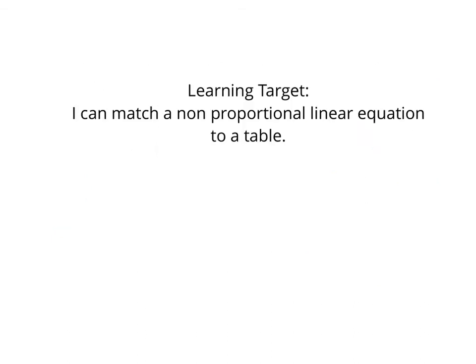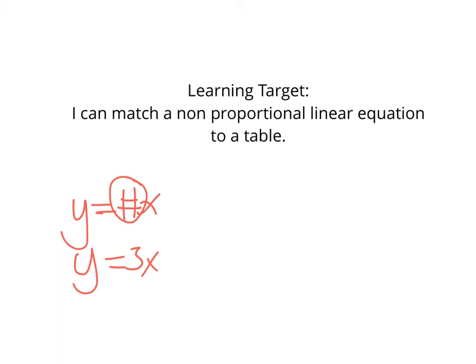Okay, so what you're going to learn today in today's learning target is I can match a non-proportional linear equation to a table. So yesterday what we looked at was matching some equations in y equals some coefficient of x. For example, if I had y equals 3x, and we substituted values in for x, the rule is, whatever x is times 3 should give me some kind of y value. And that's what we looked at yesterday.